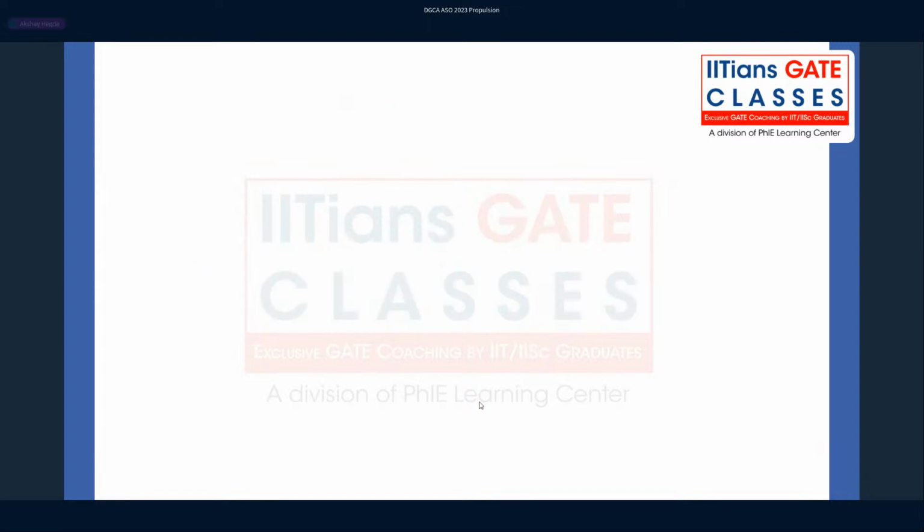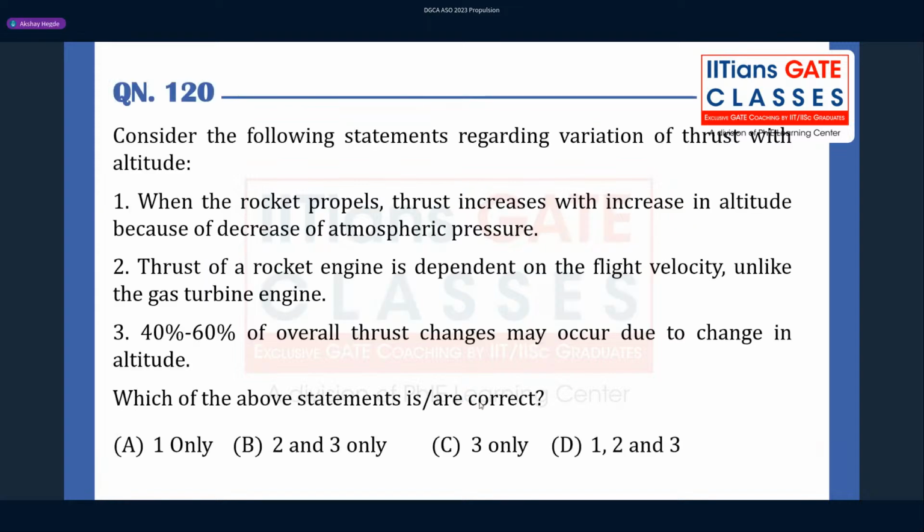Okay. So then we have a last question from a propulsion topic, that is consider the following statements regarding variation of thrust with the altitude. Statement 1: When the rocket propels, thrust increases with the increase in altitude because of decrease of atmospheric pressure. The statement 2 is thrust of a rocket engine is dependent on flight velocity unlike the gas turbine engine. And statement 3 is 40 to 60% of overall thrust changes may occur due to change in altitude.